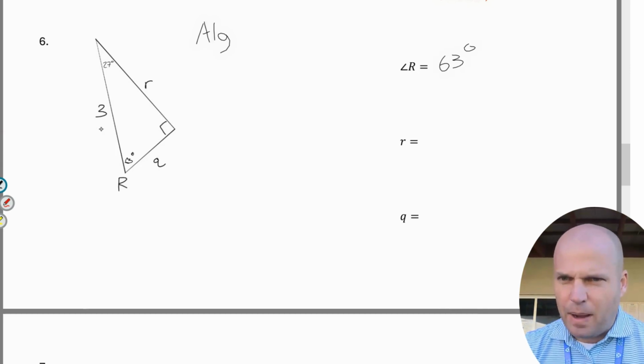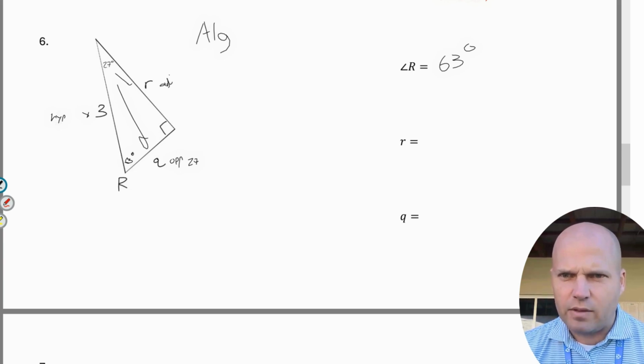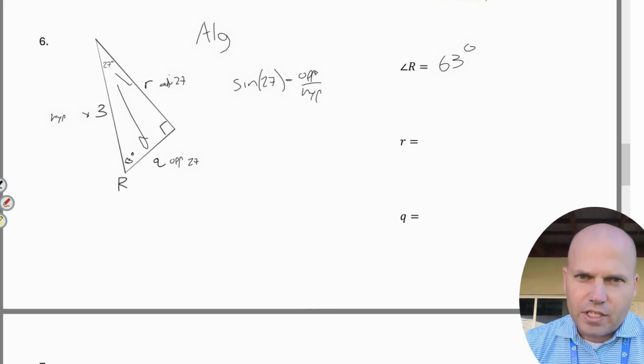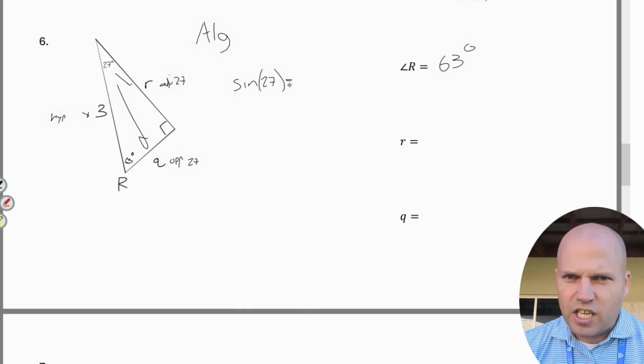Okay. Hypotenuse is 3. Great. Well, let's start with understanding that Q is opposite of 27 and R is adjacent to 27. All right. So I know the sine of 27 gives me the ratio of the opposite over the hypotenuse. Well, in this triangle, this ratio will have to equal this triangle's ratio of Q over 3. Okay, great. Q will equal, multiply by 3, multiply by 3. 3 times the sine of 27.